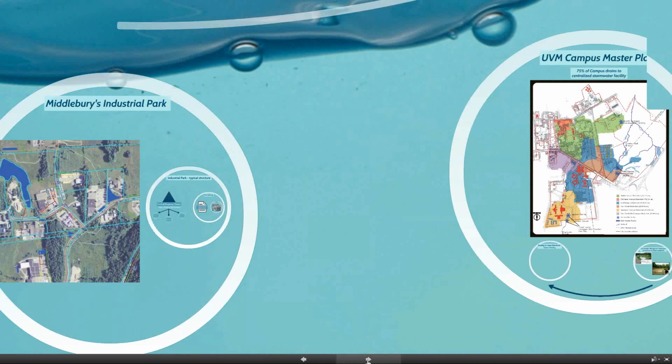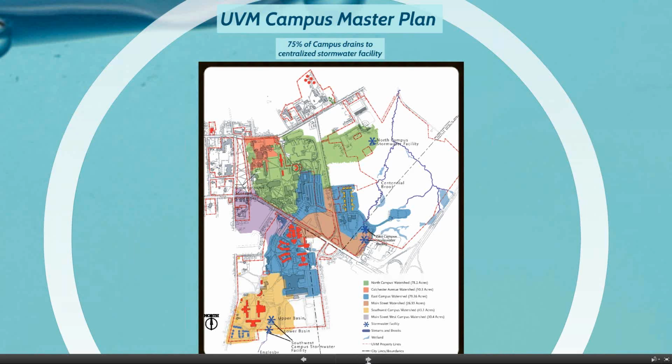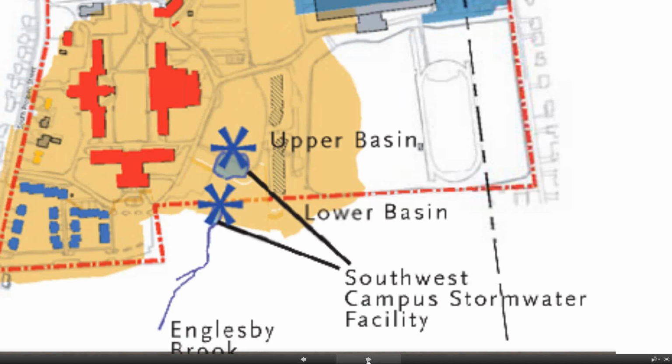So that's just to give the general framework of the type of approach that we're going to discuss today. And the main case study in this template is the University of Vermont campus in Burlington. And the campus in Burlington is 75% of the runoff from the campus presently drains to some form of a centralized stormwater facility. If we look down in the southwest campus area, we have a few basins serving that particular area of the campus.